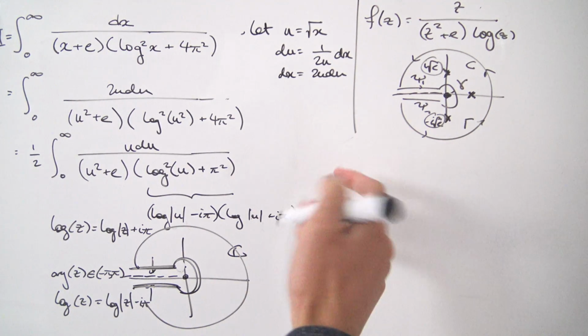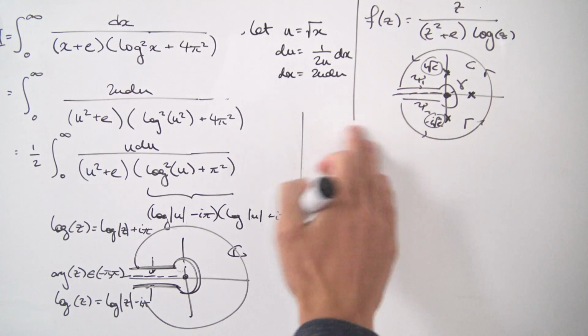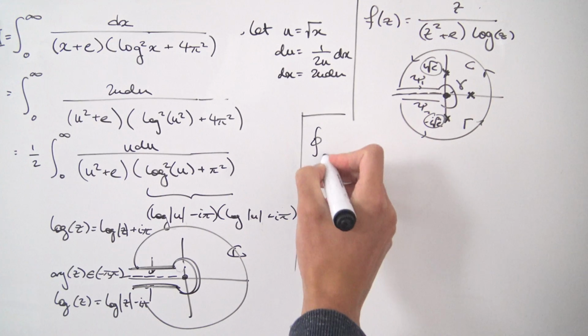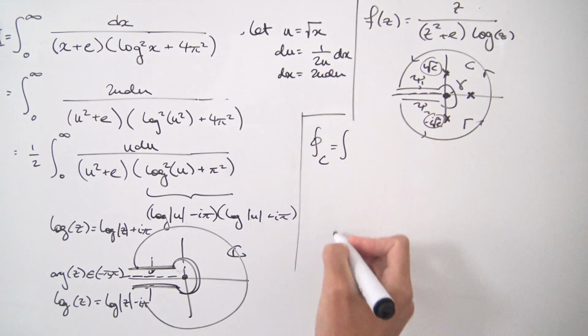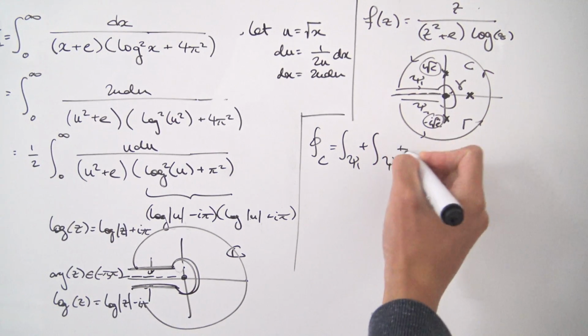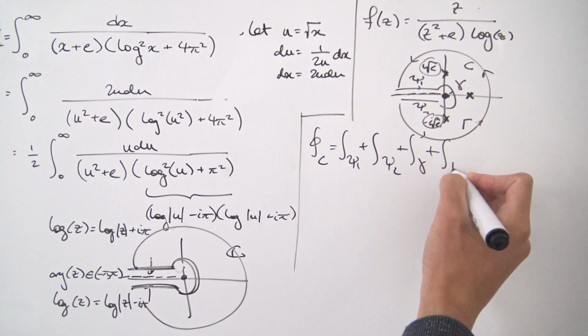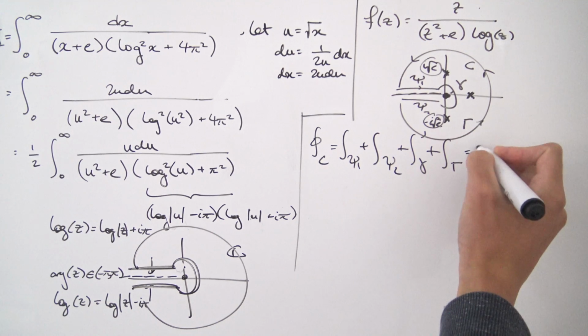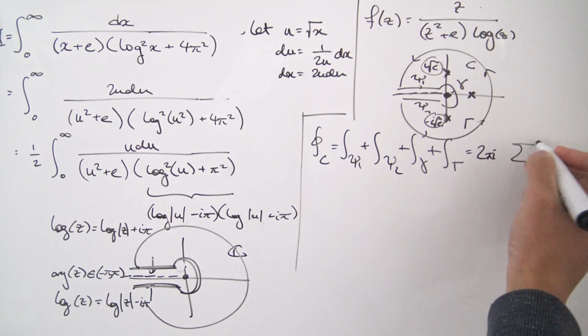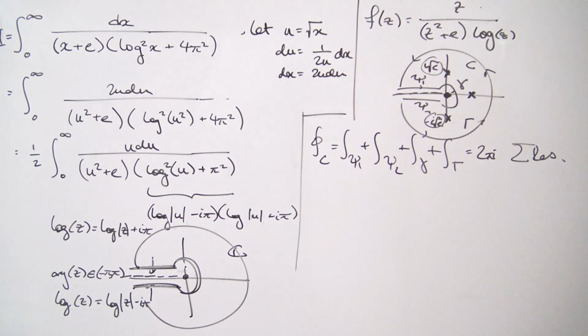Okay, so let's write down some integrals. So we know, what do we know? We know that the contour integral over C can be written as the integral along side 1, plus the integral along side 2, plus the integral along little gamma, and then big gamma, and all of this must be equal to 2 pi i times the sum of the residues, which we'll figure out later.